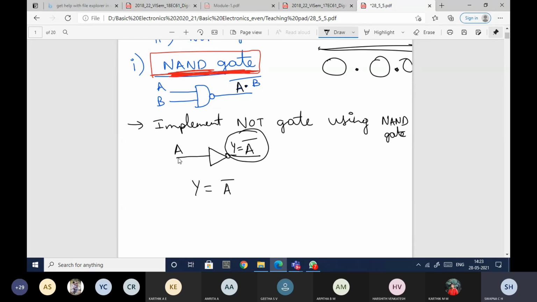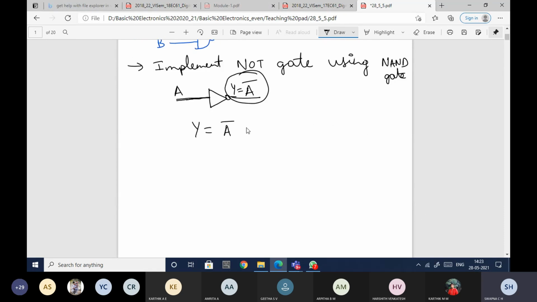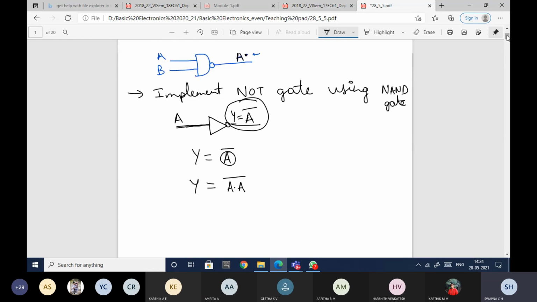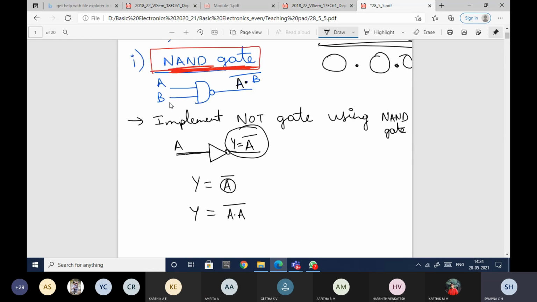But if you observe, NOT gate will have only one input, whereas NAND gate will have minimum two inputs. So for that reason, I'll do some simplification here. Instead of A, can I write A dot A? Will it change the meaning? No, ma'am. So now I've got two variables A. Instead of giving A and B separately, both the inputs I'll make A only.